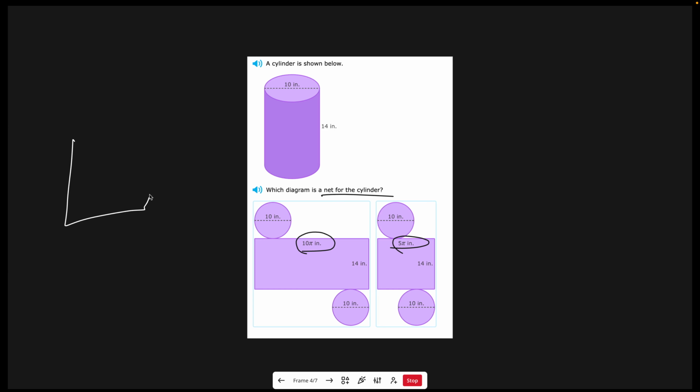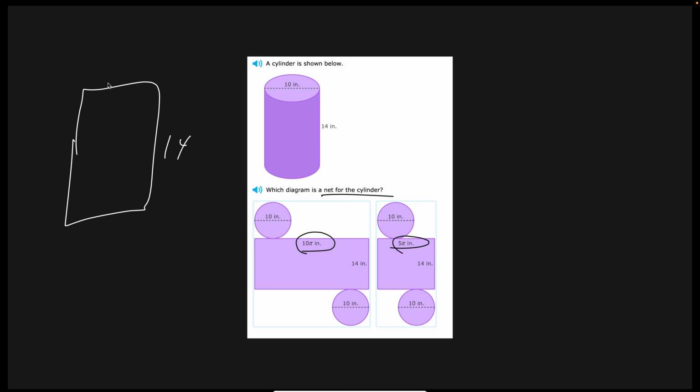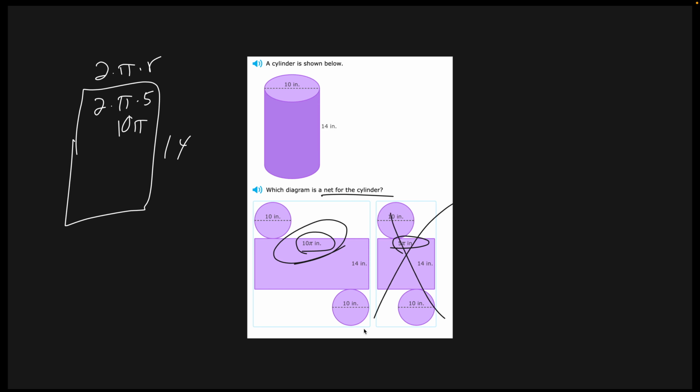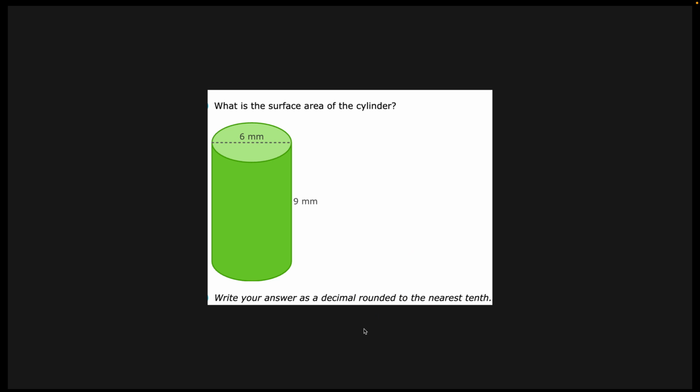The rectangle in the middle has 14 inches here. But then what is this other side here? To find the other side, I would say just memorize it: it's 2 times pi times r. In this case, the radius is 5, so it would be 2 times pi times 5, which would give me 10 pi. There's only one answer choice that has the 10 pi. That's this one here, so this answer choice is incorrect. Again, that side length that we don't know is just 2 times pi times r.